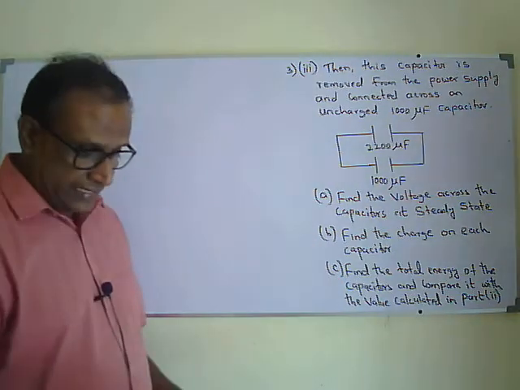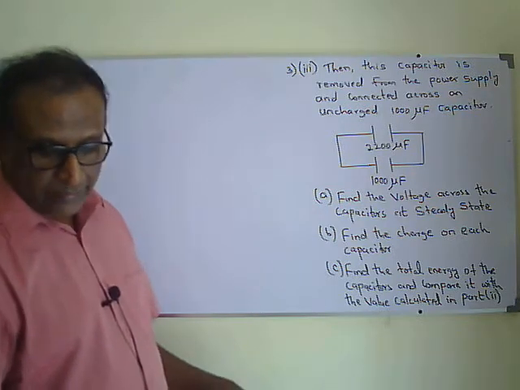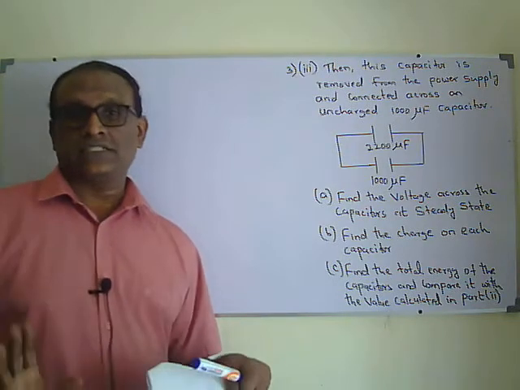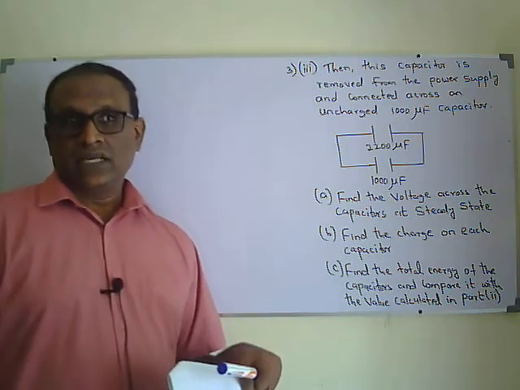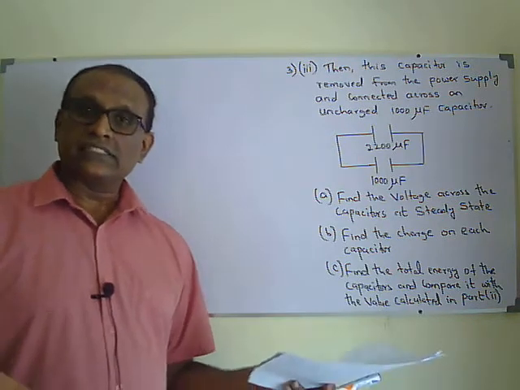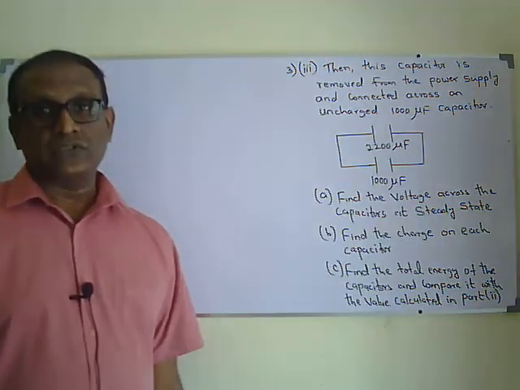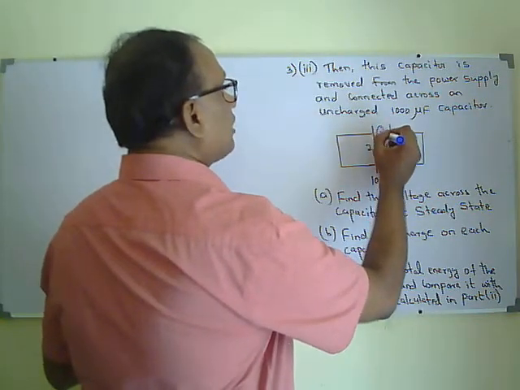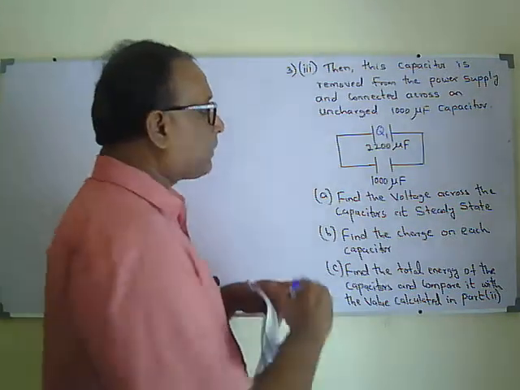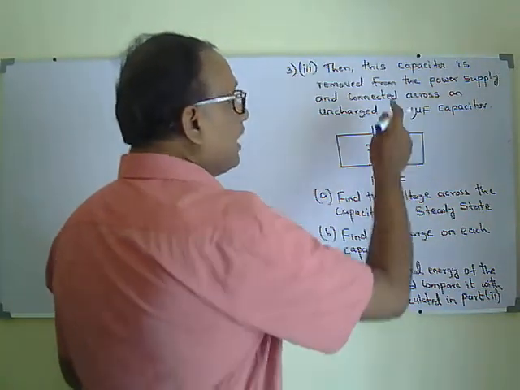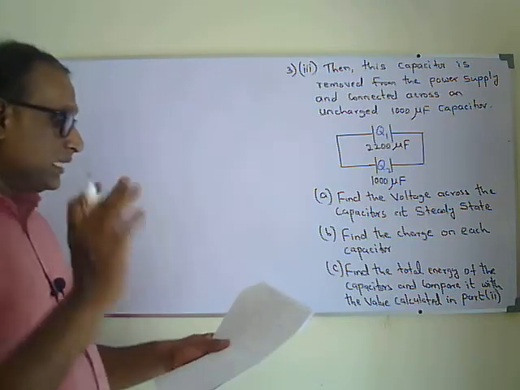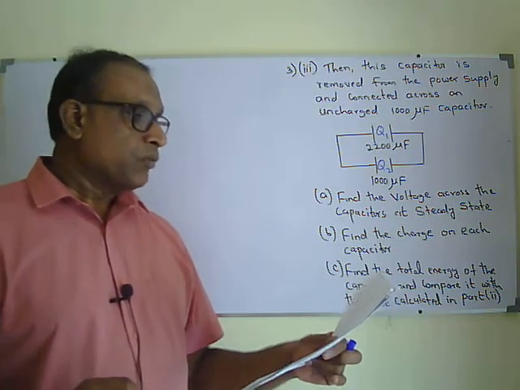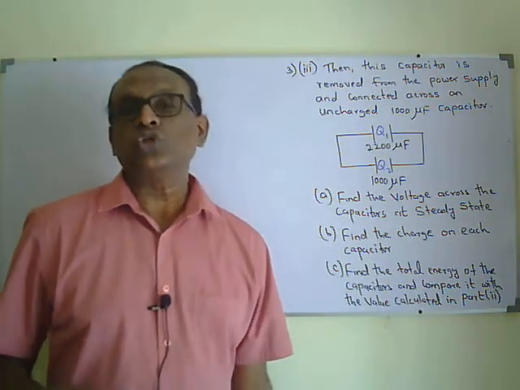Okay, so I can find it like this. When the charges flow from one capacitor to the other, the total charge will remain unchanged. You can't create or destroy charge. Only the charges can be transferred from one capacitor to the other. So at the steady state, if the charge of this capacitor is Q1 and the charge of this capacitor is Q2, then Q1 plus Q2 will be equal to the initial charge of the 2200 microfarad capacitor, which we found to be 0.0352 coulomb.